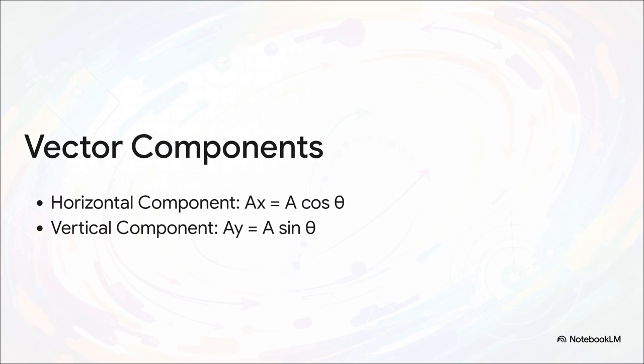As long as we know the total magnitude of the vector and the angle theta it makes with the x-axis, we are good to go. The horizontal component, ax, is simply a times the cosine of theta. The vertical component, ay, is a times the sine of theta. Boom! Just like that, we've translated a visual drawing into hard, workable numbers.